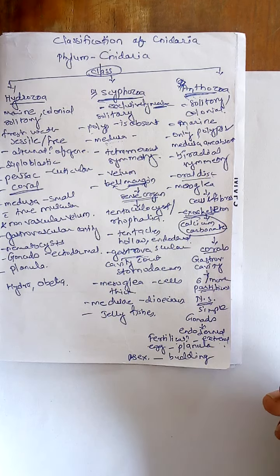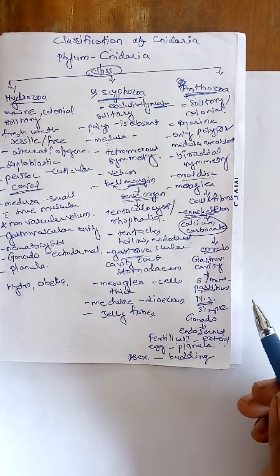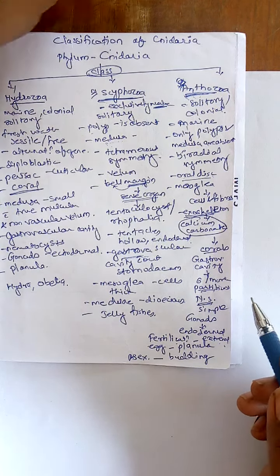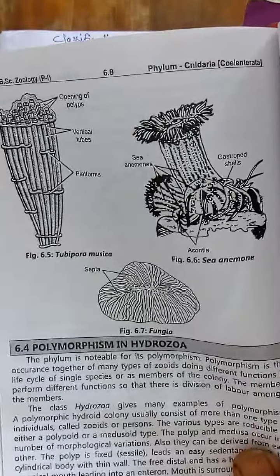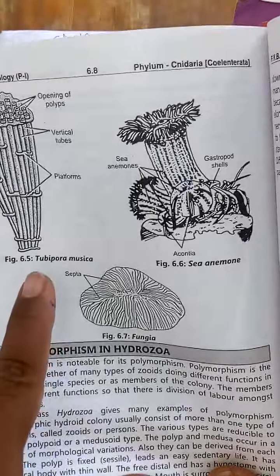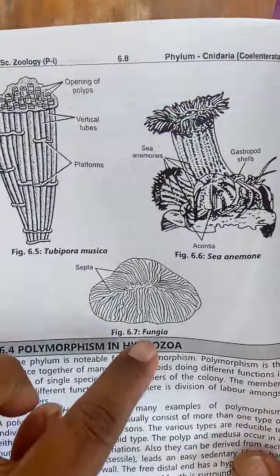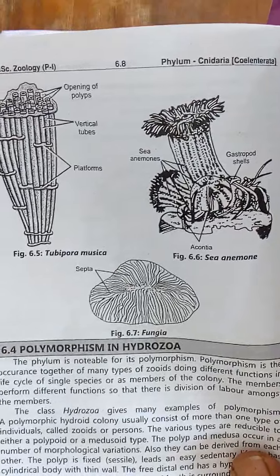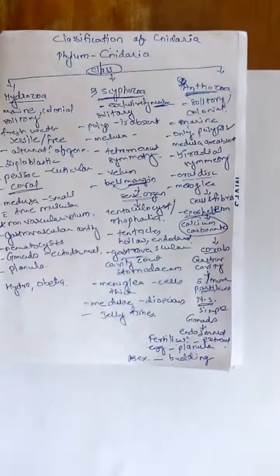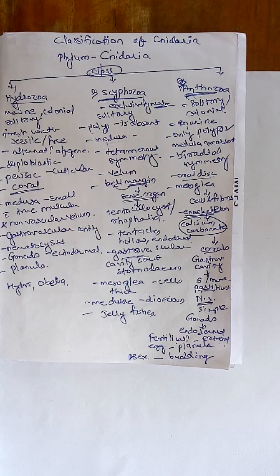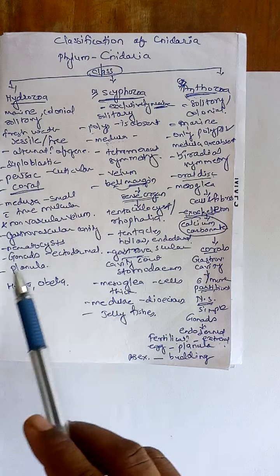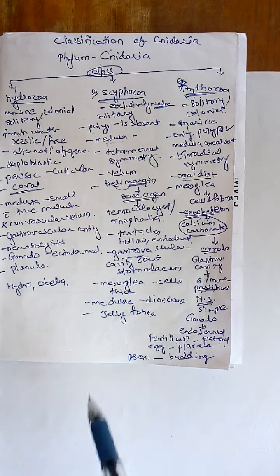Then there are many examples of Anthozoa. For example, Tubipora, sea anemone, and the last one, Fungia. So these are the three examples of the class Anthozoa. In this video we studied the characters of the three classes with their examples. Thank you.